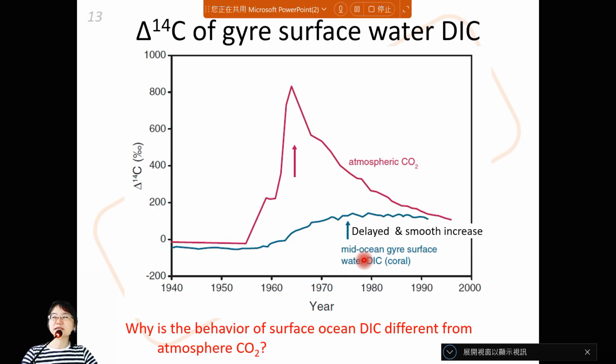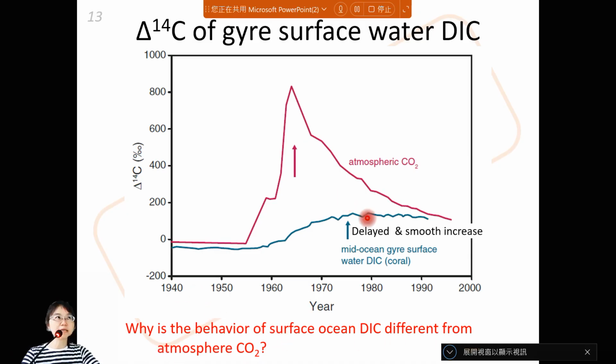It is actually not a DIC sample, but from coral. Coral take up DIC from the seawater to produce their skeleton, and because coral can be well dated, scientists use coral to reconstruct the C14 records back to the 1940s. Compared to the atmospheric CO2, the curve was much smoother, and it has some sort of delay. The peak for the atmosphere is around 1963, but the maximum or the level off is around the mid-1970s. So you see a delay of one decade.